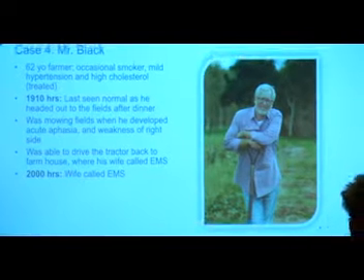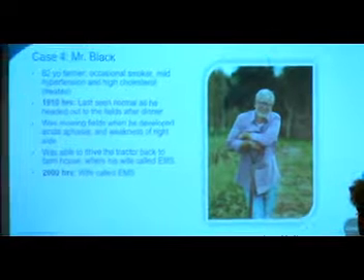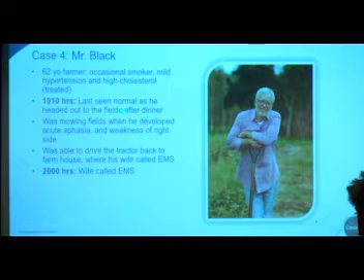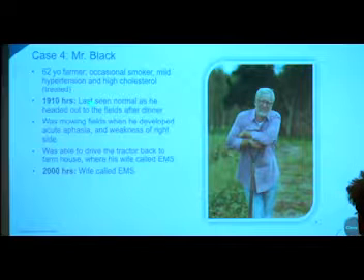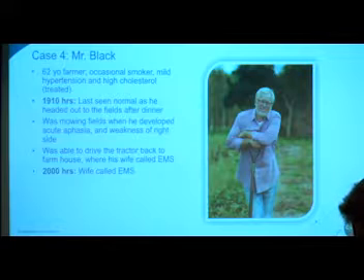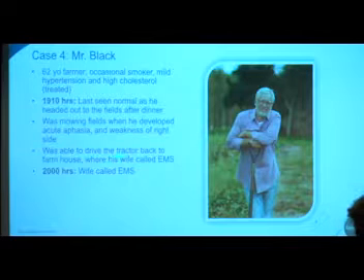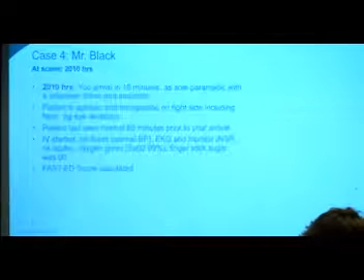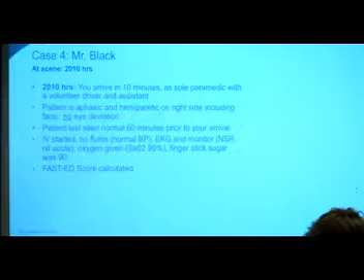for the bleed itself. So then we have case number 4, a 62-year-old farmer, occasional smoker, mild hypertension, dyslipidemia. Last seen normal when he headed out to the fields after dinner, was mowing fields when he developed acute aphasia, weakness of right side. Right hemiparesis, acute aphasia, was able to somehow drive the tractor back. Wife calls the EMS. EMS is on the field in 10 minutes.